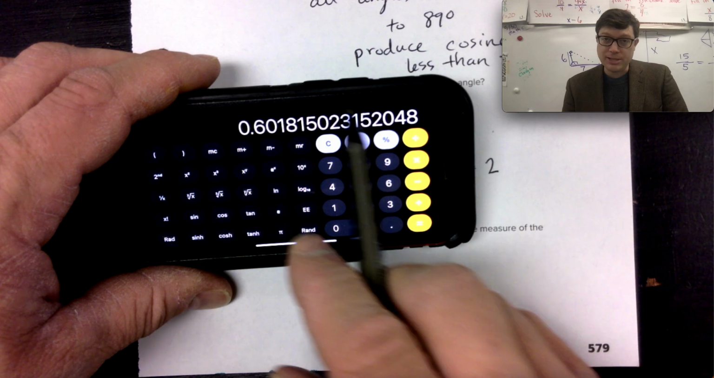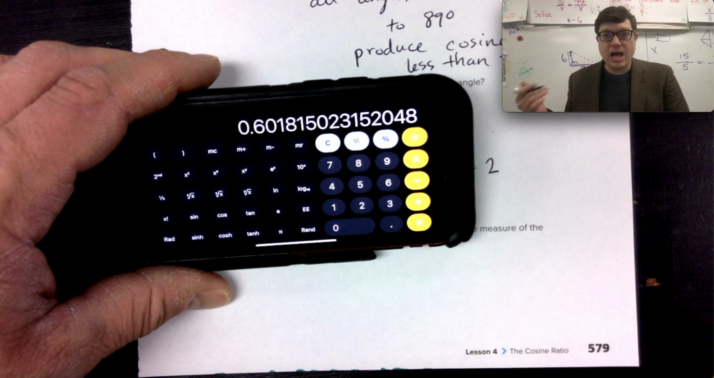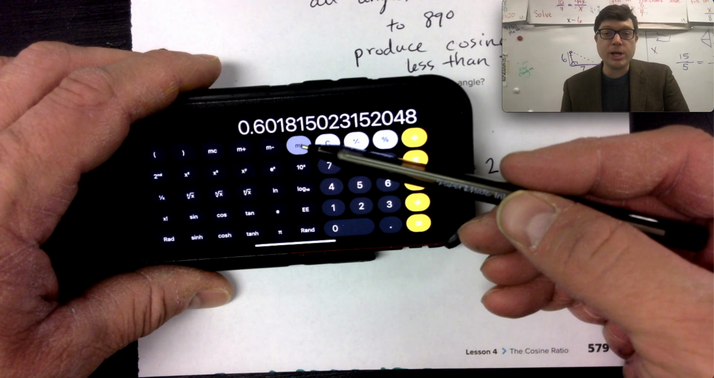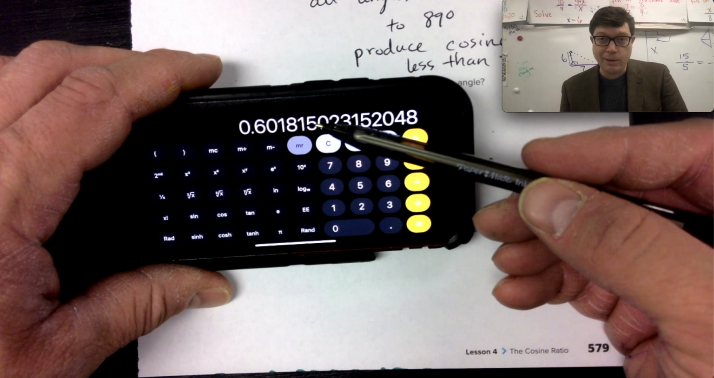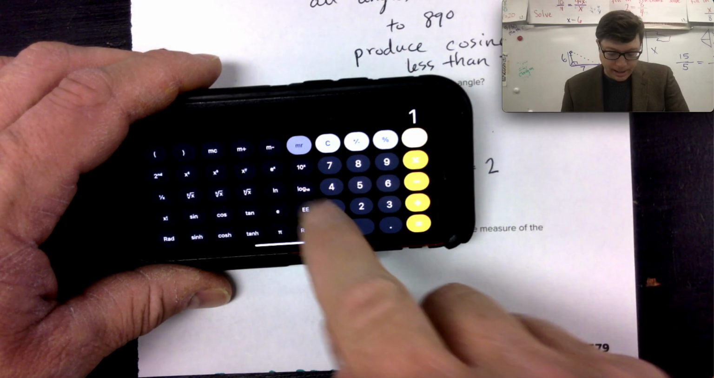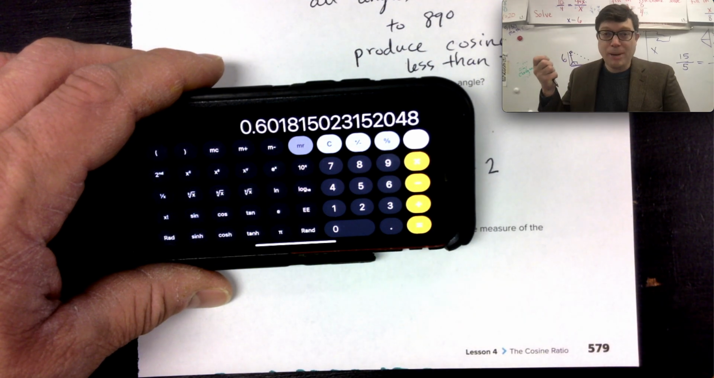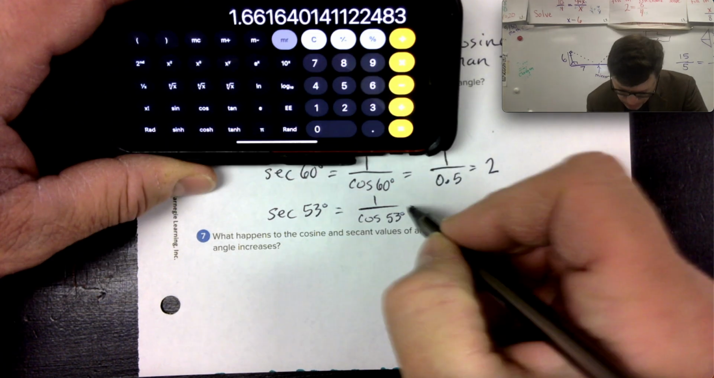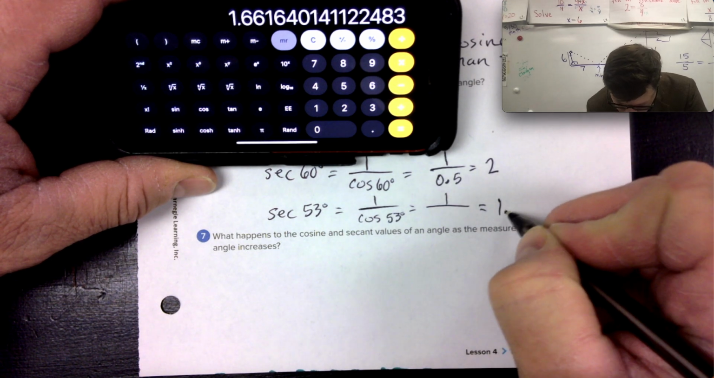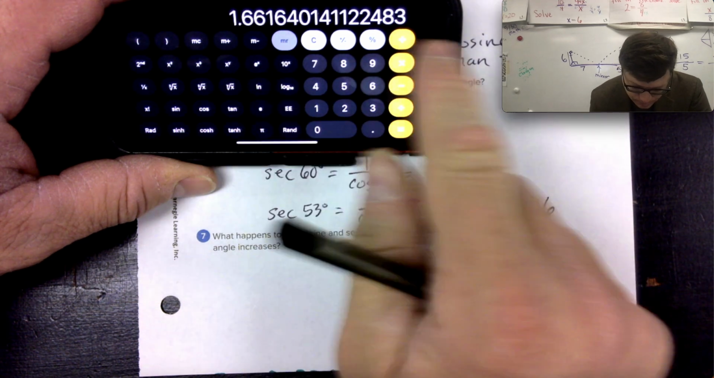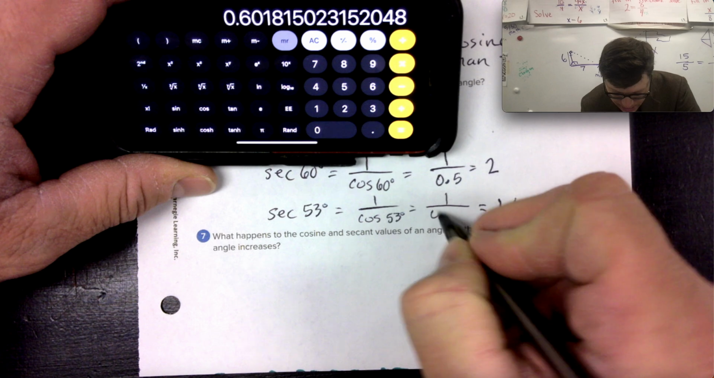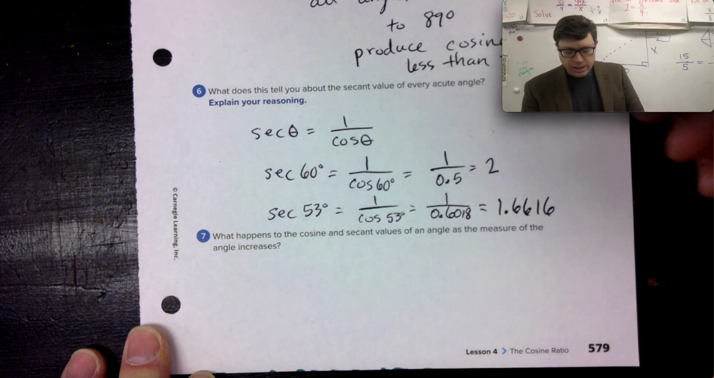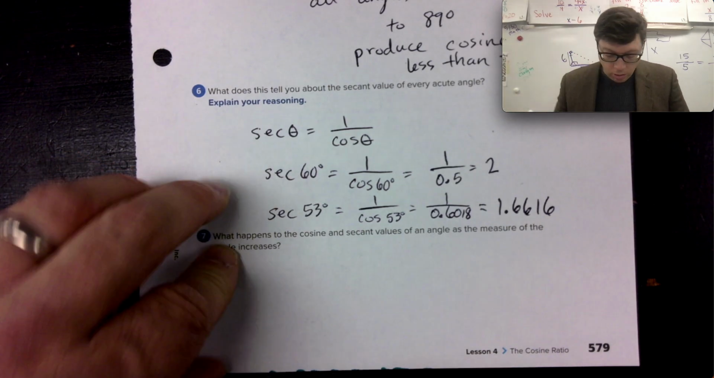add to the memory, take away from the memory, and memory recall. If I know this decimal is the cosine of 53, I don't want to type that decimal in again because I'm going to have to do 1 divided by that decimal. But if I press memory plus, now memory recall is ready to use that number. When I do 1 divided by memory recall, it brings that number back like a copy paste so that I can calculate the secant. 1 over equals 1.6616. The cosine was 0.6018.